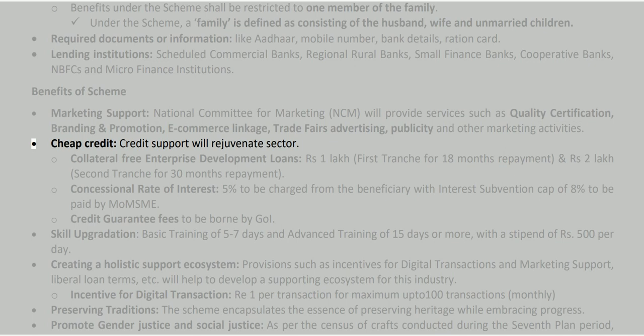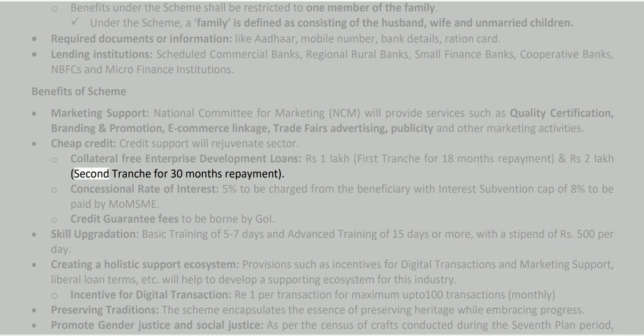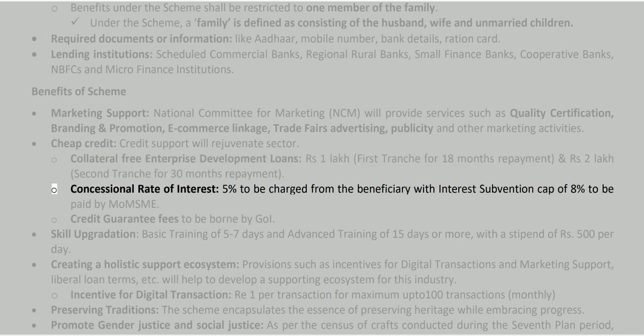Cheap credit: credit support will rejuvenate the sector. Collateral-free enterprise development loans, rupees 1 lakh in the first tranche for 18 months repayment, and rupees 2 lakh in the second tranche for 30 months repayment. Concessional rate of interest, 5% to be charged from the beneficiary, with interest subvention cap of 8% to be paid by MoMSME. Credit guarantee fees to be borne by GOI.